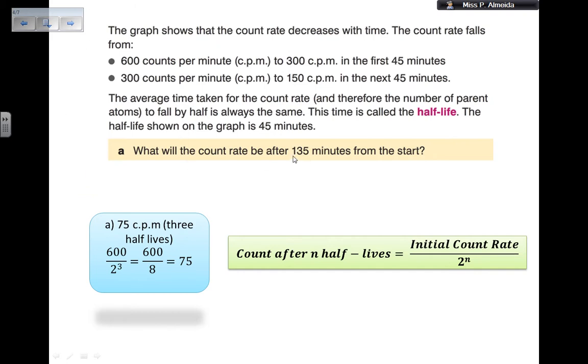Well, you could see how many times 45 fits in 135, which should be 3. So that means I would have 3 half-lives. And I could simply do 600 divided by 2, 1 half-life. 300 divided by 2, another half-life. And then 3, which gives 150, and then 150 divided by 2, which is another half-life.